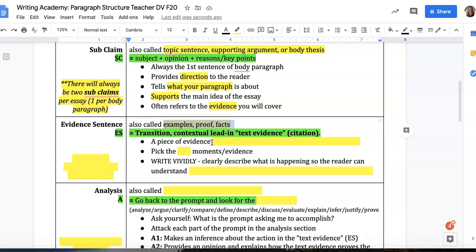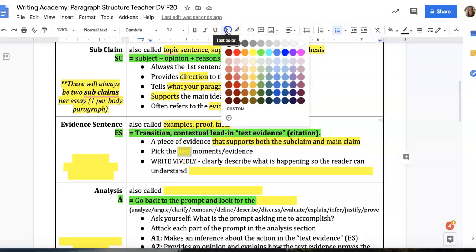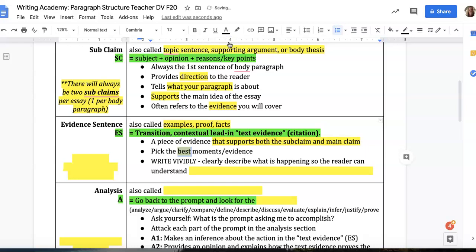Now we already know that an evidence sentence has a transition, contextual lead-in, text evidence, and citation. We've been practicing this and we're getting better at it. Basically an evidence sentence is a piece of evidence that supports your subclaim and it also supports your main claim. You want it to do both because, just like the subclaim supports the main claim, your evidence should support both of them as well. What you want to think about is what are the best moments I could possibly choose to prove what I'm trying to get across. So those are the pieces of evidence you want to pick. And I want you to write vividly. Please clearly describe what's happening so the reader can understand.